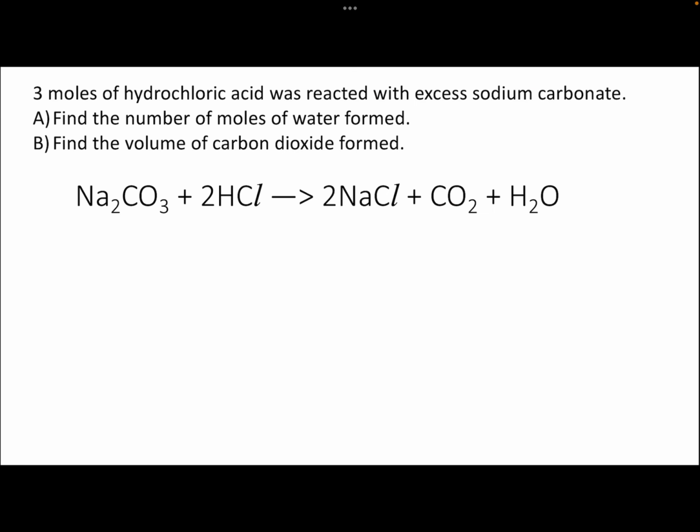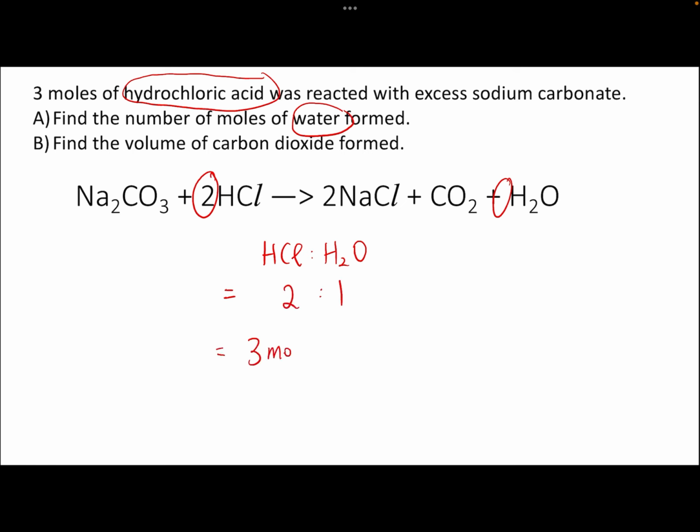So let's look at round 9. 3 moles of hydrochloric acid was reacted with excess sodium carbonate. Question A, find the number of moles of water formed. So here I have HCl, here I have water. So I just write HCl is to H2O. Now notice that in the first line, I do not write any numbers, just the substance, right? So what is the ratio? The ratio, I use the numbers that I use to balance this chemical equation. So this is 2:1. Since HCl is 3 moles, so 2 units is 3 moles, so 1 unit will be 1.5 moles. Done. So if the question is kind to you, they will just like you to find moles and the answer to be in moles as well.